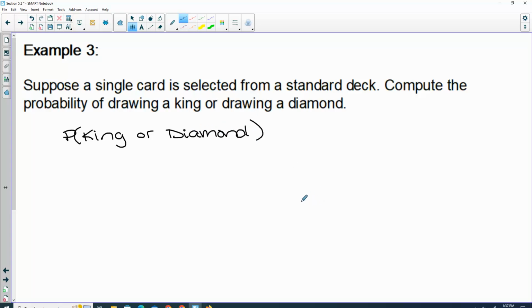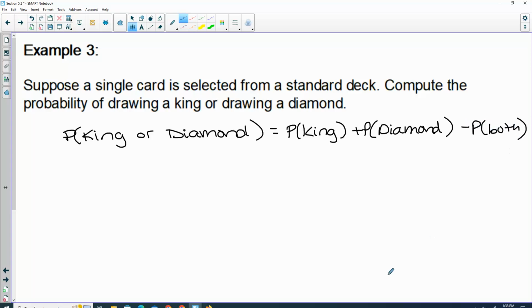Alright, so again, we might just be able to think about this. We can also think of it in terms of our formulas. Or means add, so I just need the probability of a king plus the probability of a diamond. Can you be both a king and a diamond? One time, so minus the probability of both. That's the general addition formula. The probability of E or F is the probability of E plus the probability of F minus the probability of both.